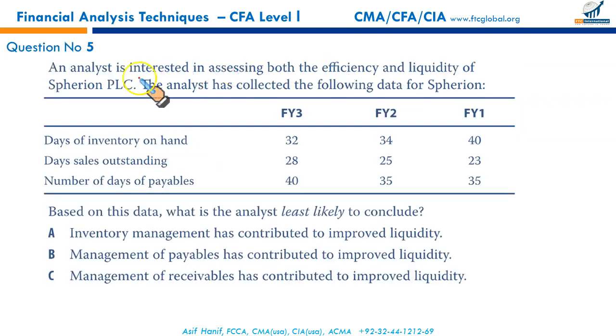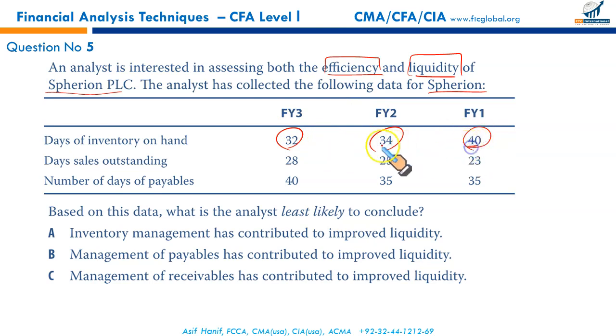Now, an analyst is interested in assessing both the efficiency and liquidity of Sferion PLC. Efficiency and liquidity. The analyst has collected the following data for Sferion. Days of inventory on hand. First, we kept inventory sufficient to cover 40 days of sales. Then 34, 32. In other words, now our inventory days have fallen. Inventory turnover has increased. Remember, when the inventory days fall, inventory turnover increases. And in both cases, it's good.